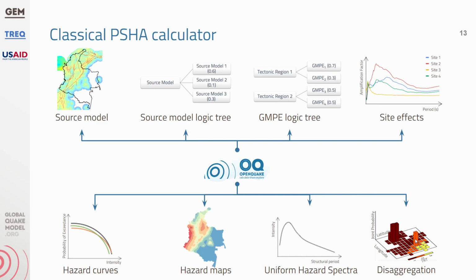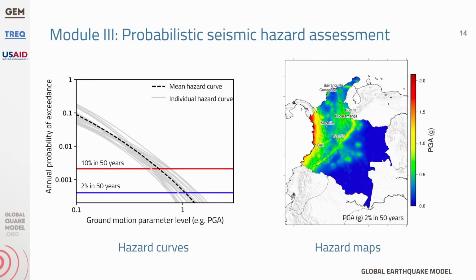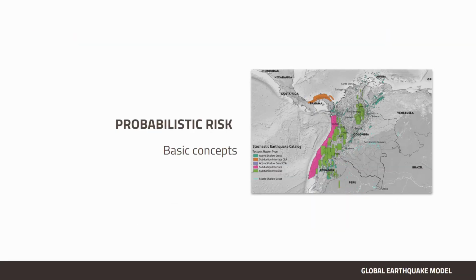PSHA is the type of analysis that is used to generate the seismic hazard maps that we see in the national codes or in the construction normatives and regulations that we can find for countries. So we have also done a hands-on example for classical PSHA that is available in the material for Module 3 in our training website. So let's take a look now at probabilistic risk and some basic concepts of probabilistic risk.